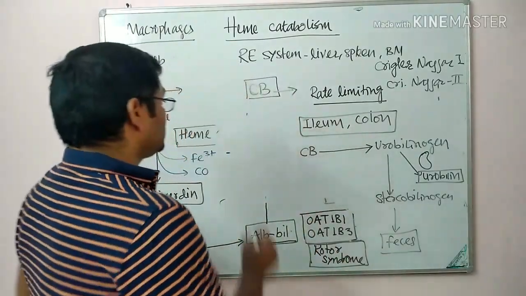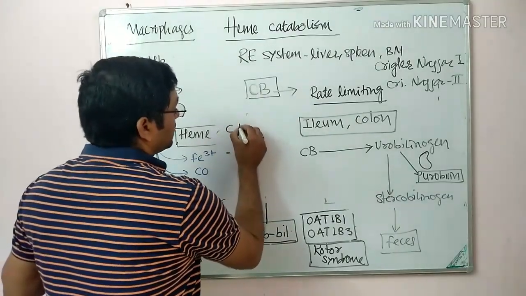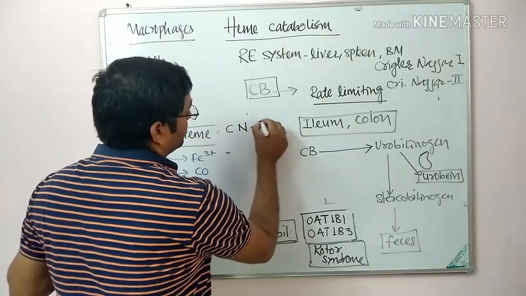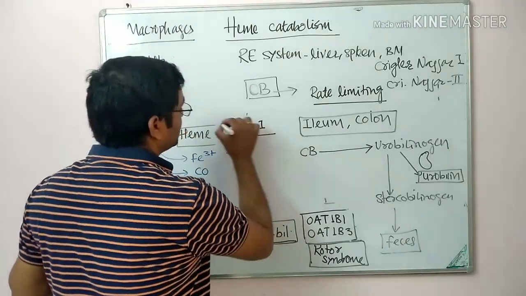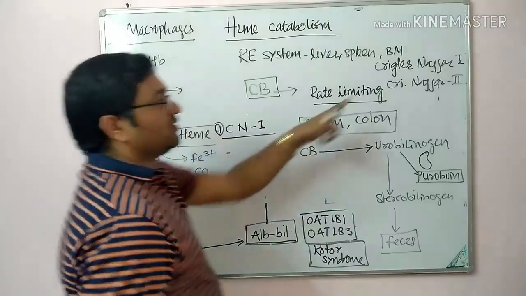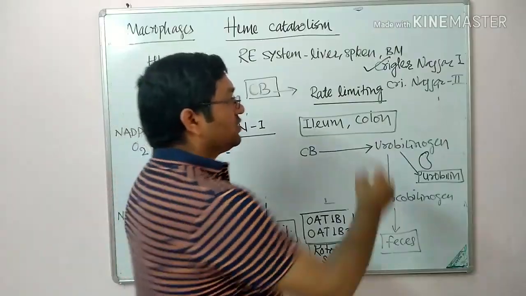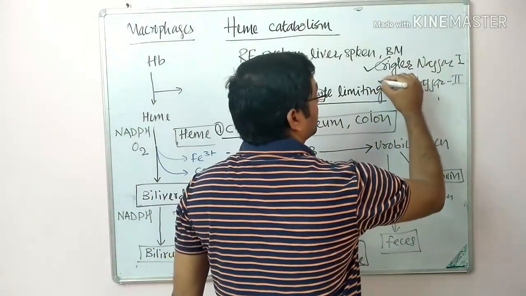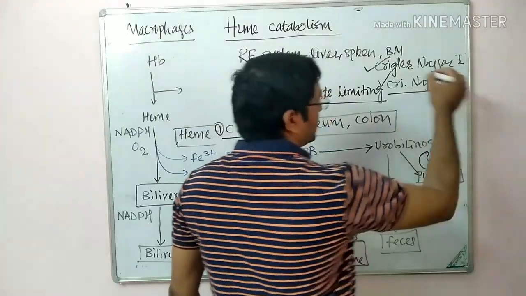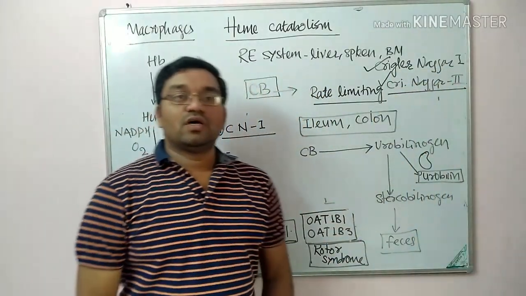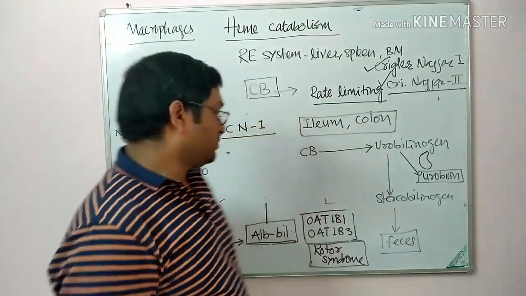So there are some important inherited disorders of bilirubin metabolism. The first one is Crigler-Najjar 1, in which there is complete deficiency of UDP glucuronyl transferase. Crigler-Najjar 2 is the one in which there is partial deficiency of UDP glucuronyl transferase.